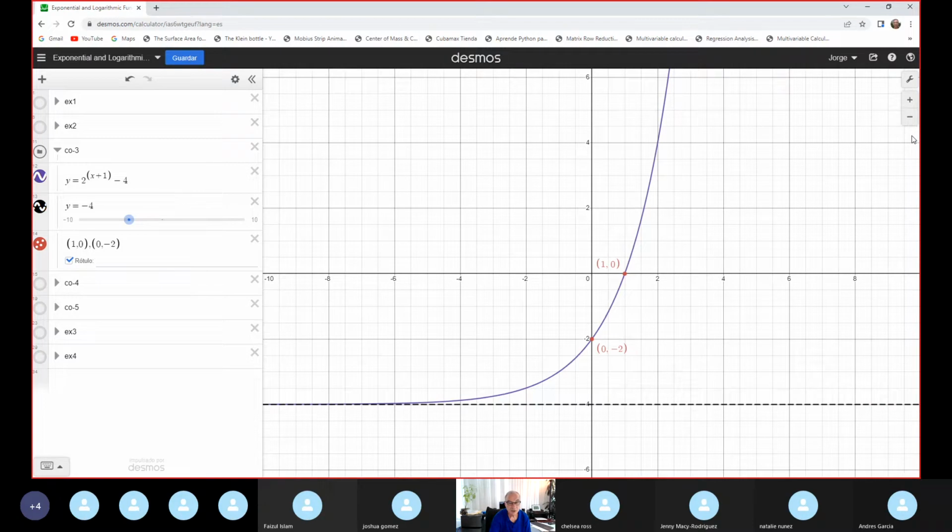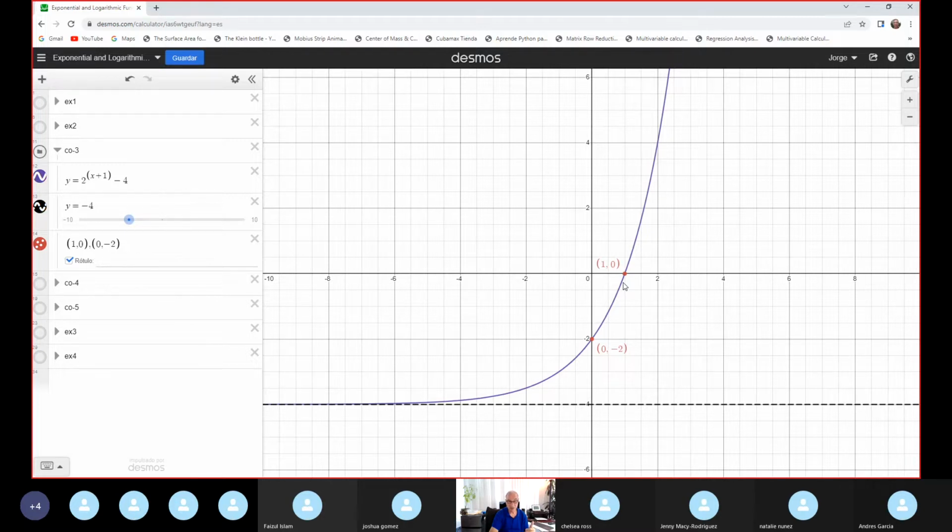And exactly, we discover the x-intercept and the y-intercept. The y-intercept was the point 0, -2, and the x-intercept was the point 1, 0. So not always is the classical point 0, 1.